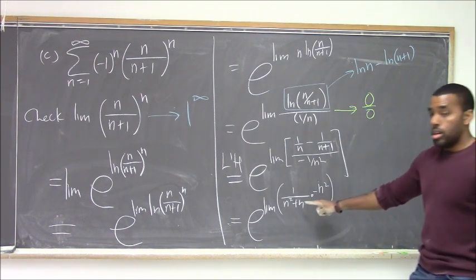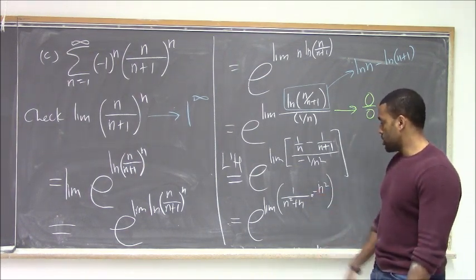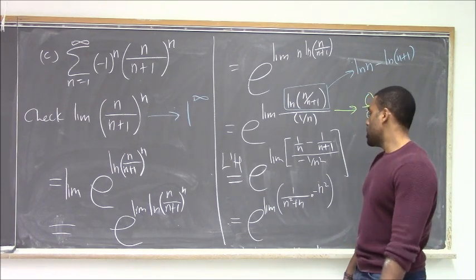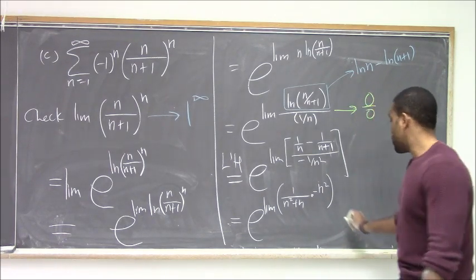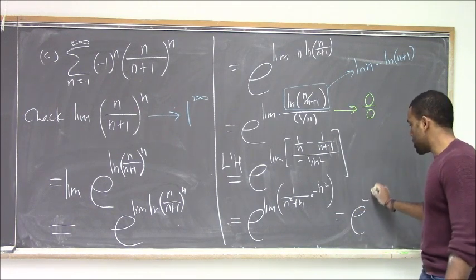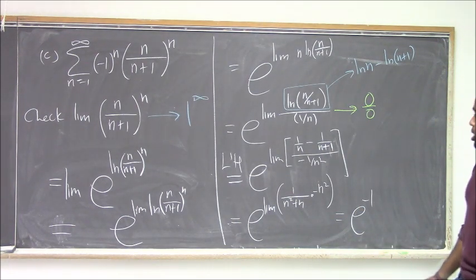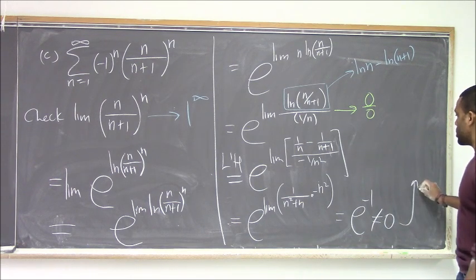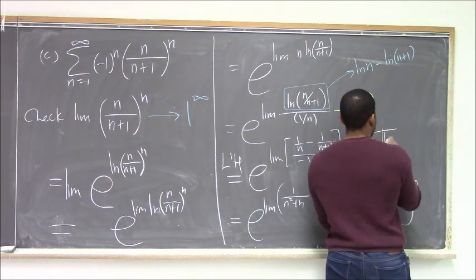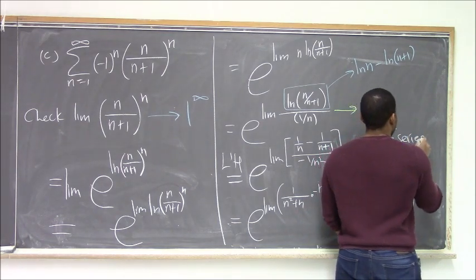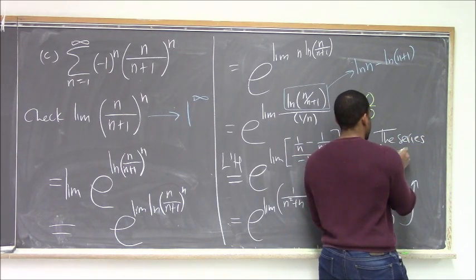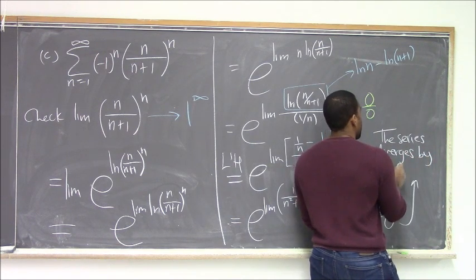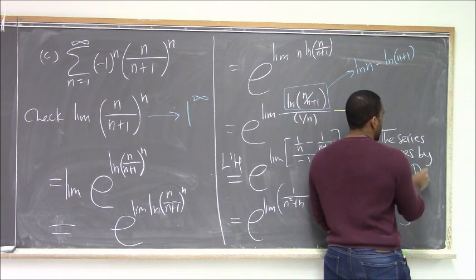Now that is a rational function, a ratio of polynomials where the highest degree in the top and bottom are the same. So it goes to the ratio of the coefficients, which is minus 1. So we get e to the minus 1. And that's not 0. And that tells you the series diverges by the test for divergence.